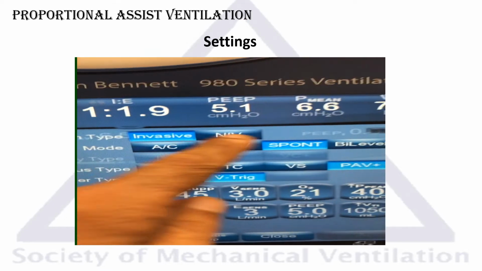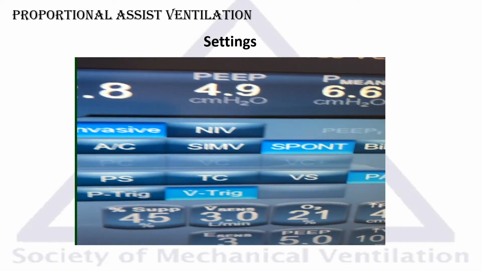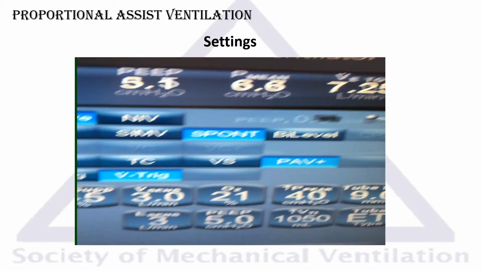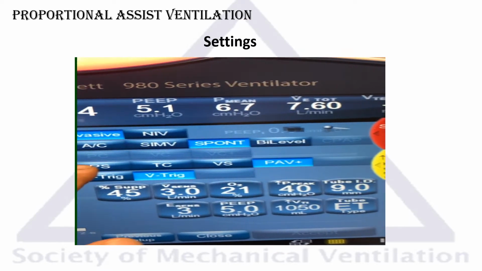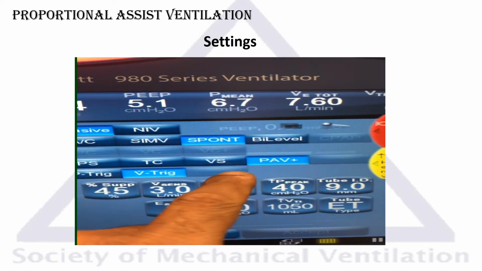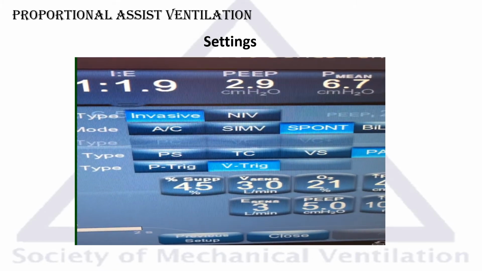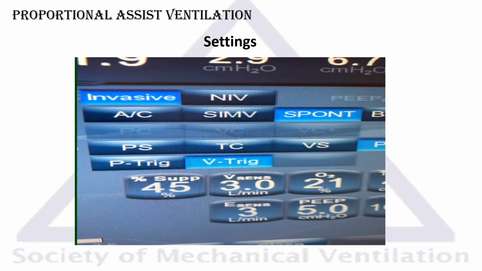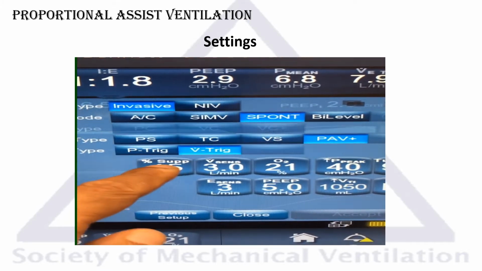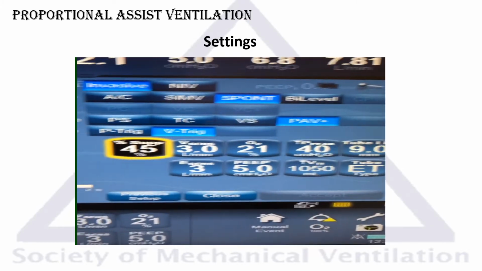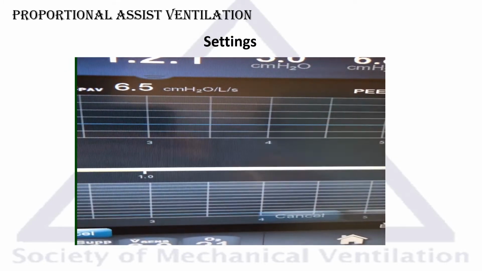There are the options of invasive and non-invasive, and the modes available: assist control, SIMV, spontaneous, and bi-level. And of course PAV is a mode of spontaneous ventilation. So once we push spontaneous, you have the option of pressure support, tube compensation, volume support, and PAV. So we'll pick PAV, and you have the option of pressure trigger versus flow trigger. And those are the most important settings here: the percent pressure support, and you can go as low as 5 or as high as 95%.